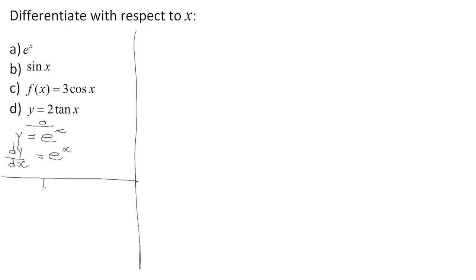Let's look at B. Y is equal to sine x. This is a trigonometric ratio. If you look at your formula sheet, formula number 14, dy dx, the derivative of sine x. Learners don't need to study this. They can just read it. Derivative of sine x is equal to cos x. No problem.